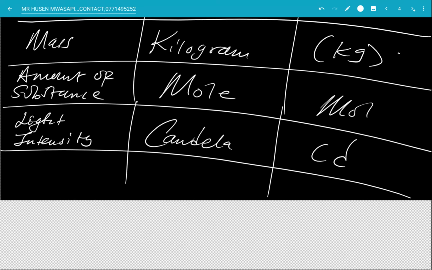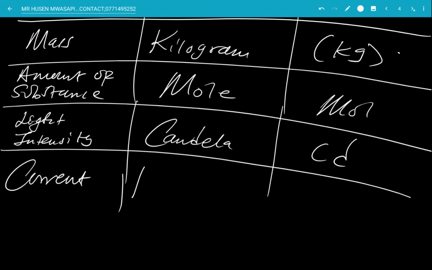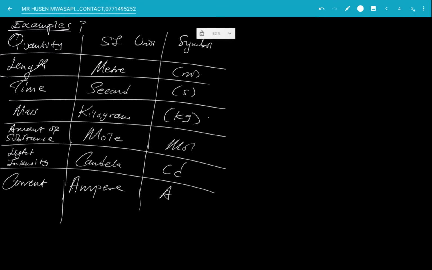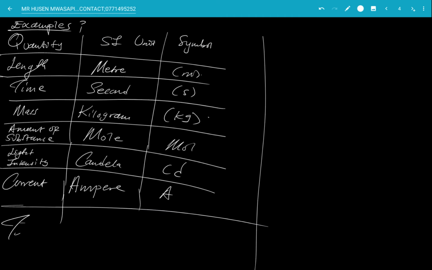Then the last one that we can look at is what we call current. Current has the unit called ampere. The symbol is capital A. So basically these are the 7 basic quantities that you have to know. We have length, time, mass, the amount of substance, light intensity, and current. Oh, I forgot one. Temperature. Now temperature is how hot or cold a place is, so be mindful of it. It's measured in what we call kelvins. The symbol is K. Now, these are just basic quantities.